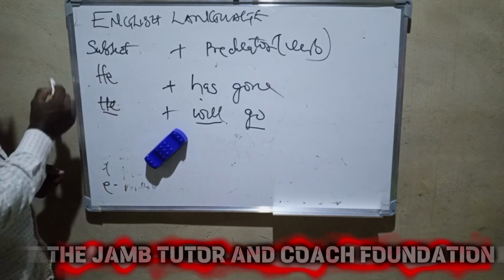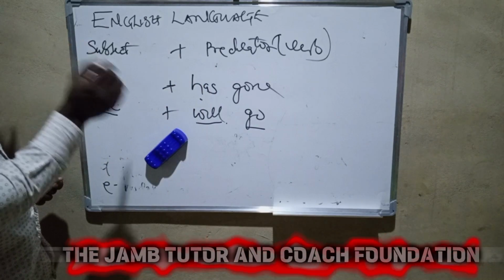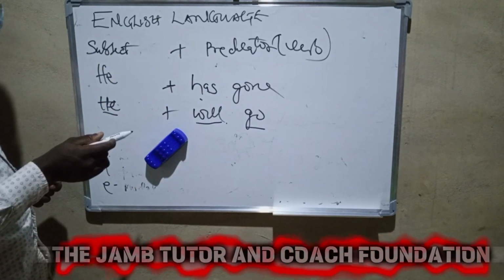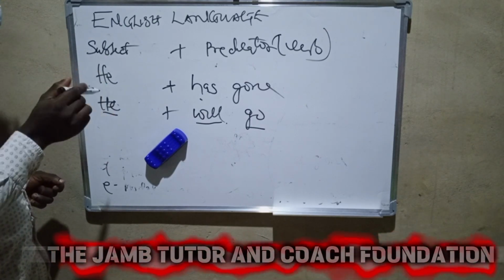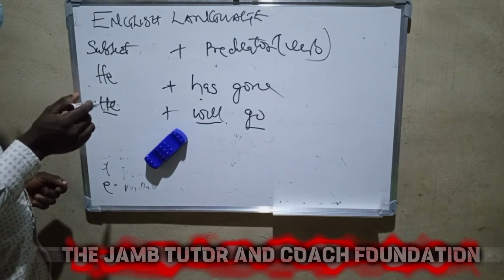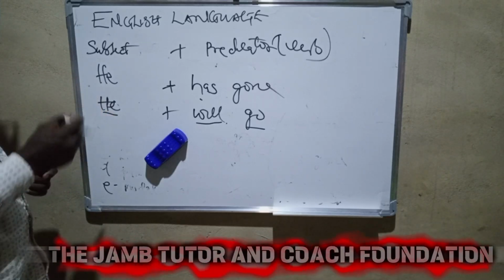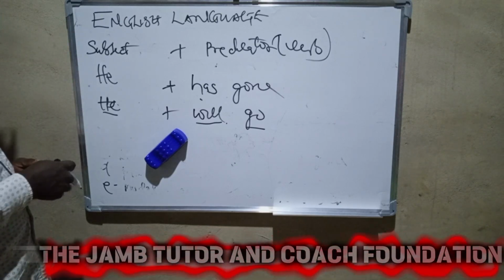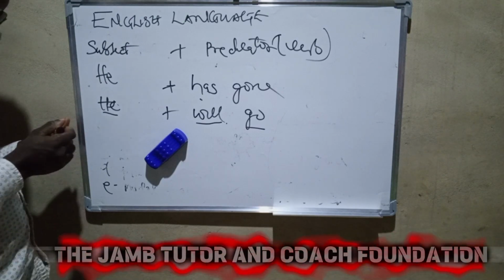So we've known what the subject is all about. We've also known the predicator. Under the predicator, the verb, we have 5 categories of verb. We have the anomalous verb, anomalous plus lexical verb. We have the lexical verb alone. We also have primary auxiliary plus lexical verb. We have modal auxiliary plus lexical verb. So these are the 5 categories of what verb.